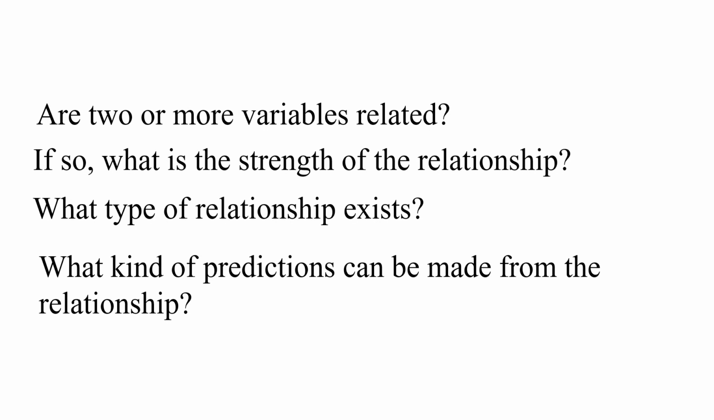Finally, the fourth question asks, what type of prediction can be made? Predictions are made in all areas and daily. Examples include weather forecasting, stock market analysis, sales prediction, crop predictions, gasoline price predictions, and sport predictions. Some predictions are more accurate than others due to the strength of the relationship. That is, the stronger the relationship is between the variables, the more accurate the prediction is.